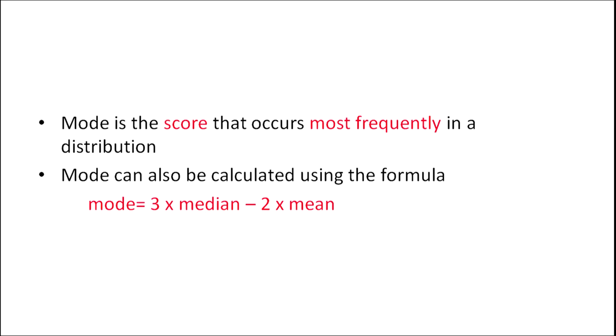Now, mode is the score that occurs most frequently in a distribution. Mode can also be calculated by using the formula mode is equal to 3 median minus 2 mean. But one thing to remember is that mean and median should be directly given in the question so that mode can be calculated.